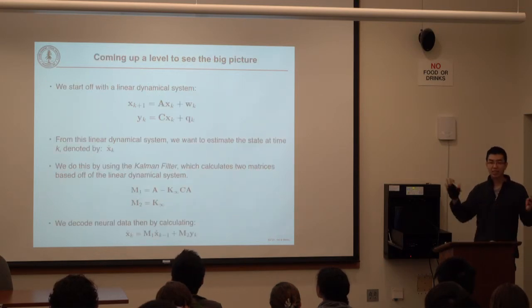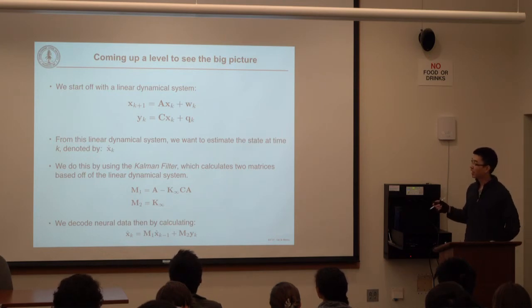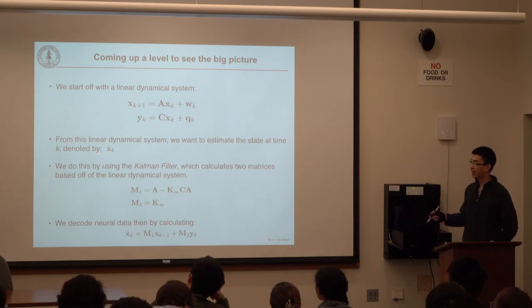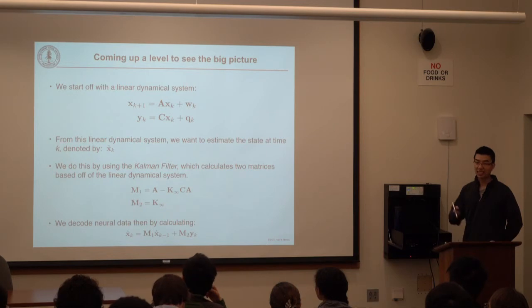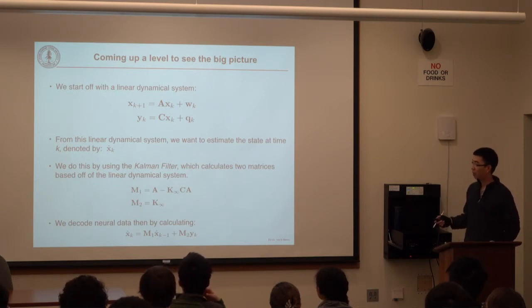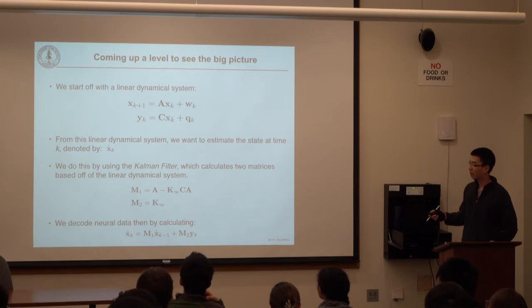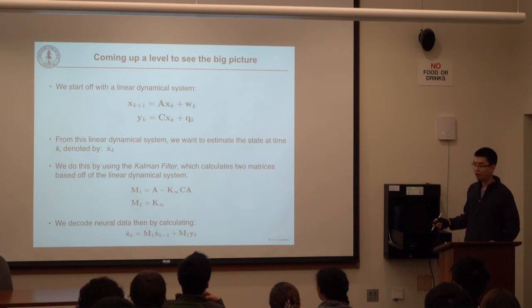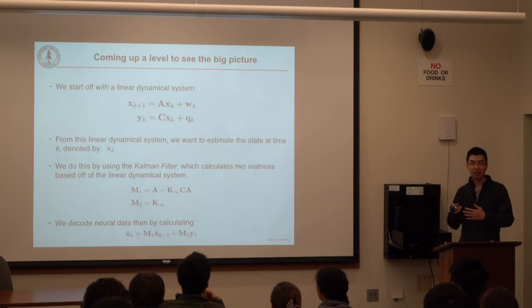OK, so now we're going to come up to see the big picture. We'll start off with a linear dynamical system with parameters A, C, W, and Q. For this linear dynamical system, we want to estimate the state at time k, denoted x hat of k. We've said that this is a linear combination of the previous kinematics and the neural data. We calculate how we combine those two sources of information by using the Kalman filter recursion. And these are the two equations we ultimately get out. Then we can decode new incoming neural data by simply calculating this equation and propagating it through time.